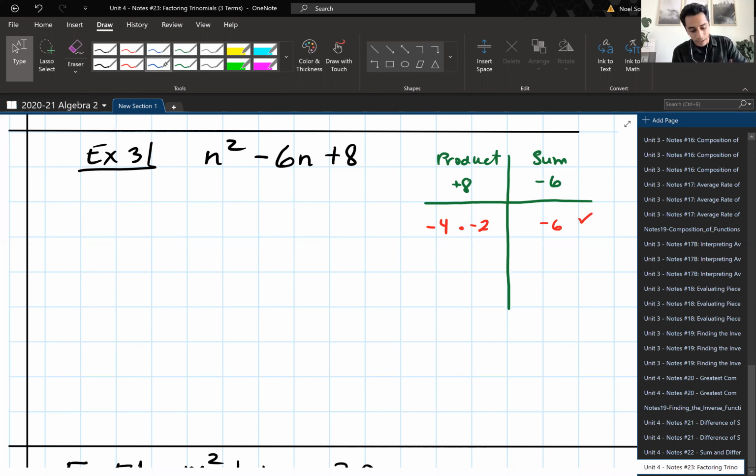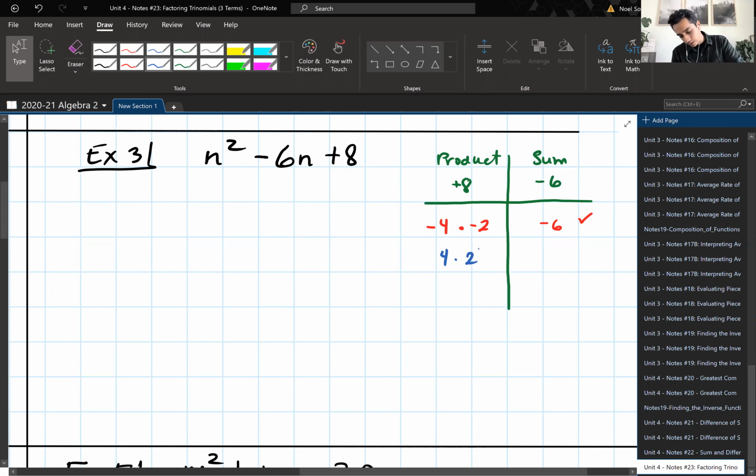Here is why the positive 4 and positive 6 would not work. I'm sorry, positive 4 and positive 2 would not work. They multiply to give you positive 8, but they add up to be a positive 6, so that does not work. It has to give you the sum of the term that's in the middle. So the signs absolutely matter, okay? The sign matters so much.